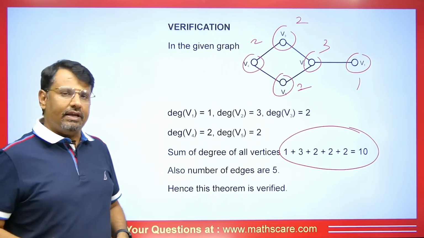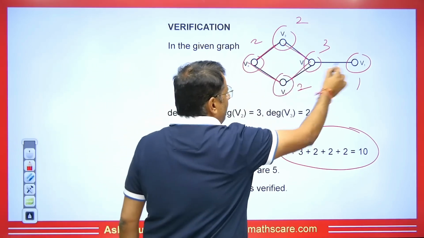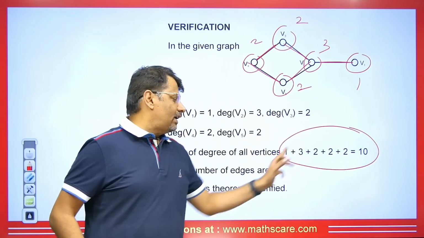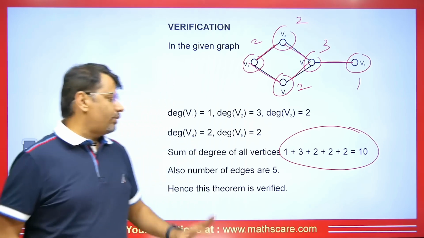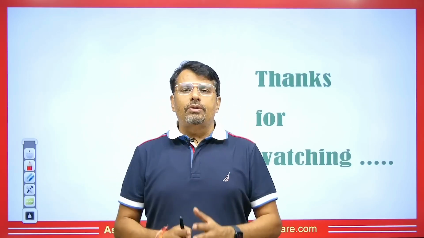10 is coming. Now let's count the edges. So you see, students, 1, 2, 3, 4, and 5. So we have 5 edges, and the sum of degrees is twice that. If we double the edges, we get the sum of its degrees. This way you can easily verify the theorem. Is it clear, students?